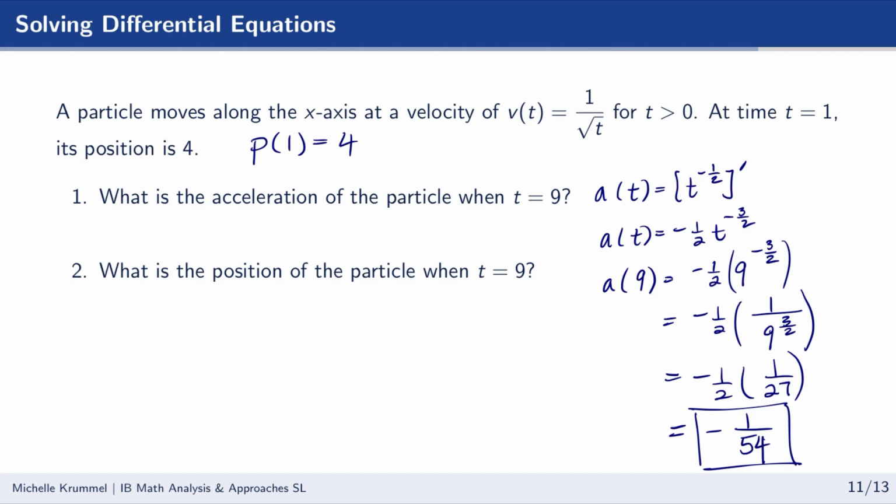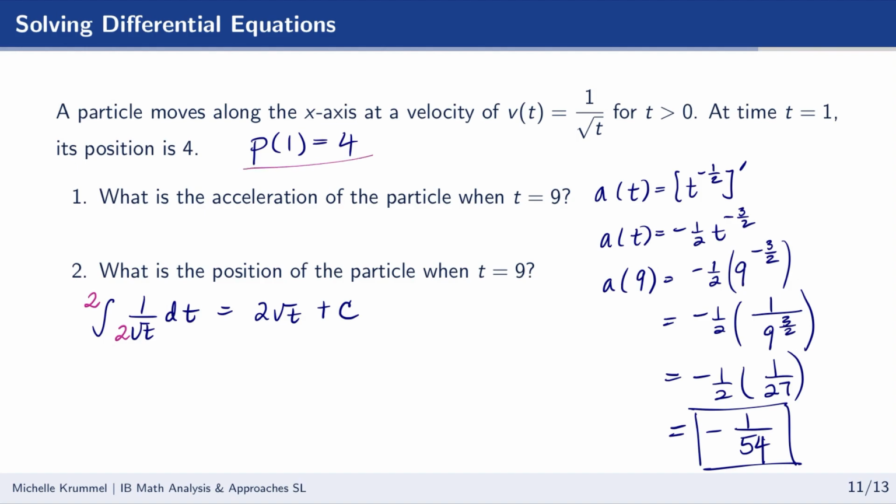The next question, what is the position of the particle? So we have the velocity equation, but to find the position equation, we're going to have to take the antiderivative of velocity. So we want to integrate 1 over root t dt. I'm going to use my trick that I showed you before because I've memorized that the derivative of root t is 1 over 2 root t. So I want to create that situation here, and I can do that by multiplying by 2 over 2. And so I very quickly know that my antiderivative is just 2 root t plus c.